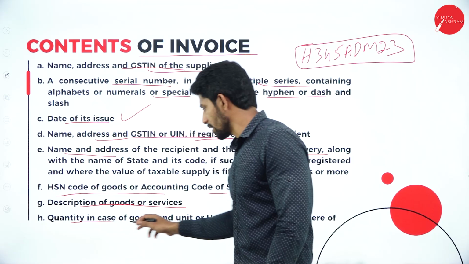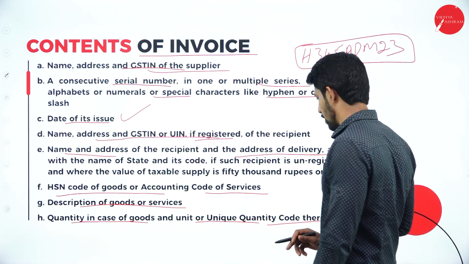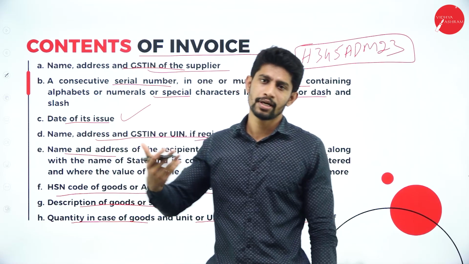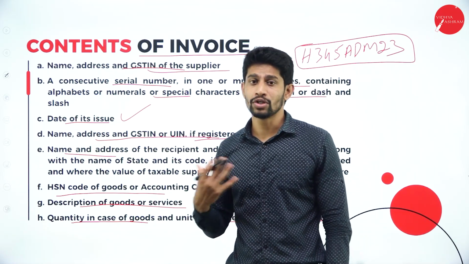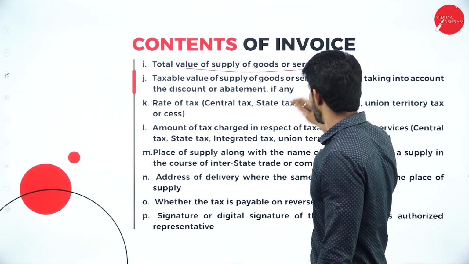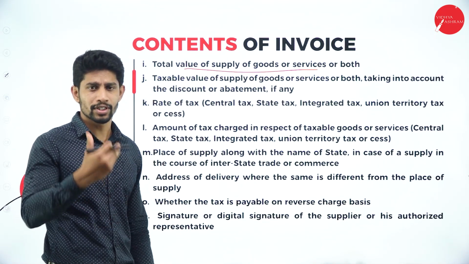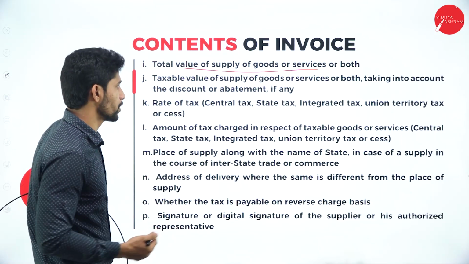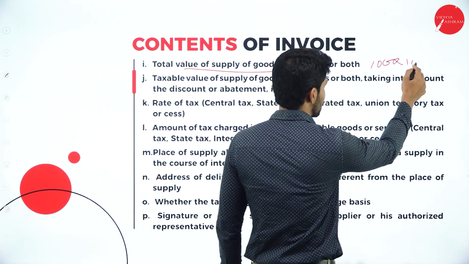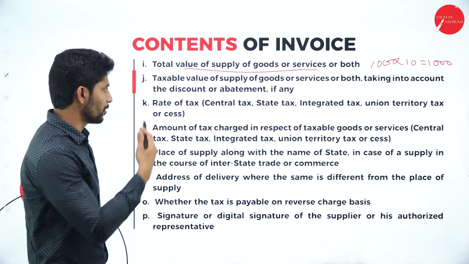Next, here you can see quantity in case of goods or units or unique quantity code thereof. That means how many units you are purchasing, whether only 1 t-shirt or 10 t-shirts, they are going to mention how many units you are purchasing. Next, total value of supply of goods or services or both. For example, if you are purchasing 10 items, what is the total value for the 10 items? That will be mentioned in the product. If each item costs 100 rupees, then 100 into 10, you will get 1000, right? So 1000 will be the total value of the product.